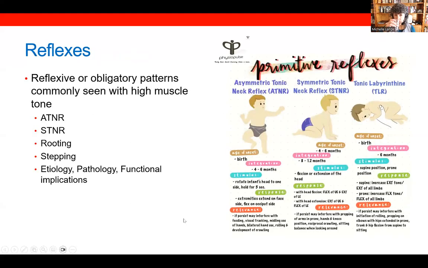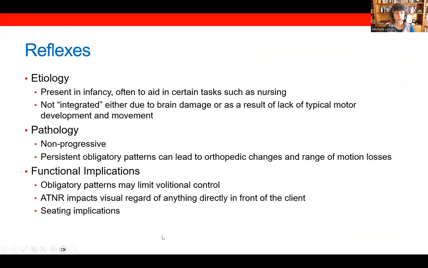Let's talk about reflexes. So reflexive or obligatory patterns of movement are commonly seen in people with high muscle tone. This can include reflexes like ATNR, STNR, rooting reflex, stepping, and there are various causes for this, pathology, and functional implications. So let's look a little closer here.